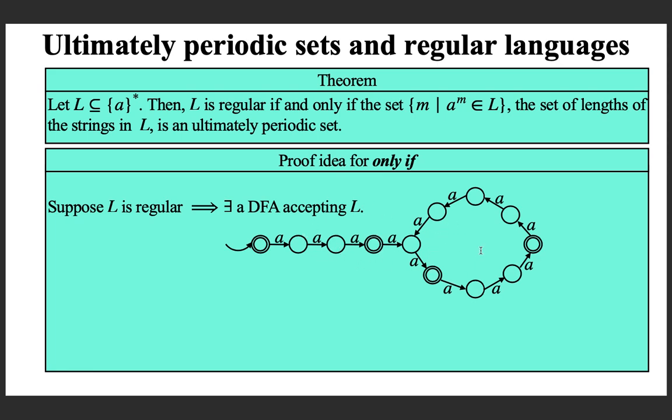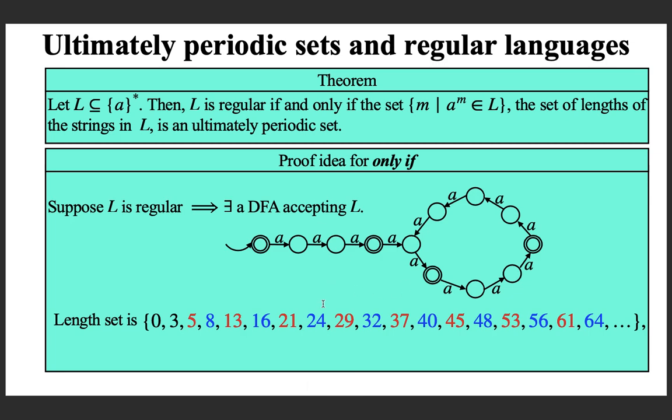Now given this, if you look at this DFA, what is the length set representing the language accepted by this DFA? You can see that this is the length set. Why? Because the initial state is final, the null string is accepted, whose length is 0. Now A cube is taking you to a final state, so the length 3 is also there. Then why is it that 5 is there? If you look at 1, 2, 3, 4, 5, five A's are taking you to a final state, so 5 is there.